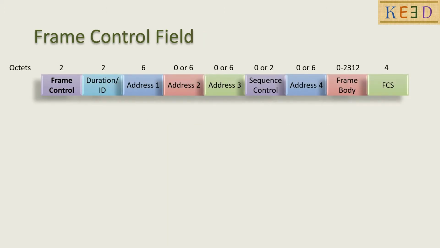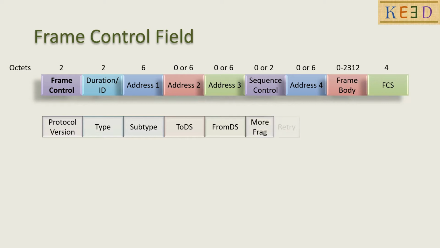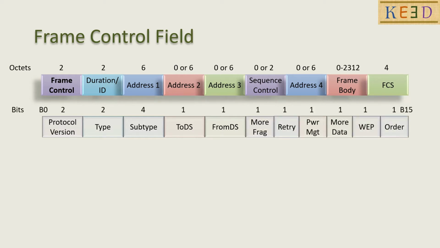Frame control is divided into multiple sub-fields like protocol version, type, subtype, to DS, from DS, more fragment, retry, power management, more data, WEP, and order. Protocol version is always 0.